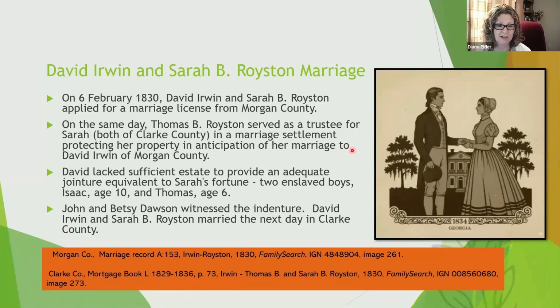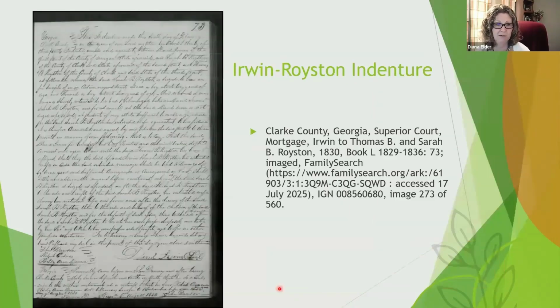So you can see here some citations for both the marriage record and the mortgage book. And this is what that indenture looked like. It's your typical handwritten document. It's on FamilySearch, the image is there. It was from a book, from a superior court, and it was called a mortgage. And the clerk has written it all out. We've got the witnesses, we've got everything here.